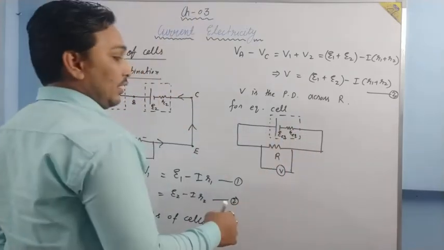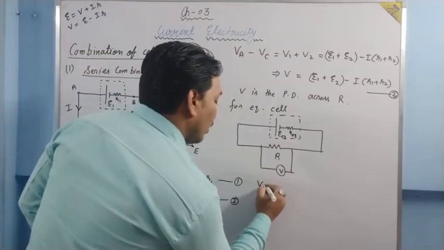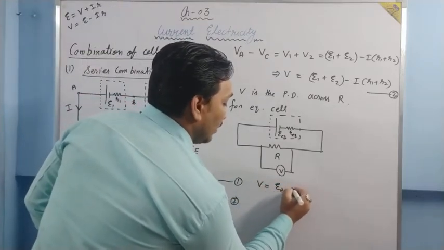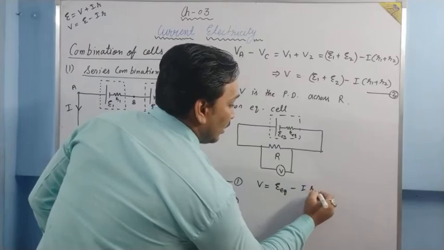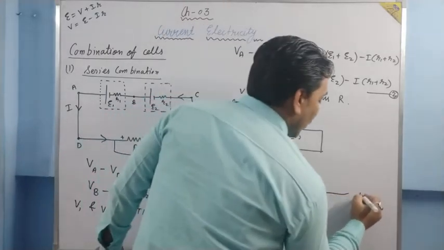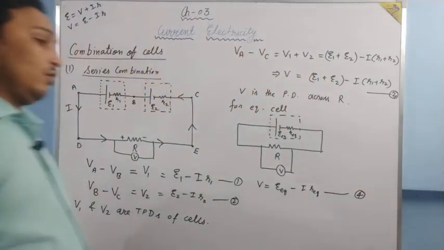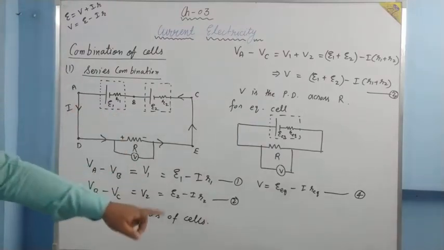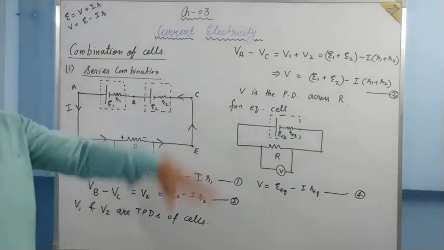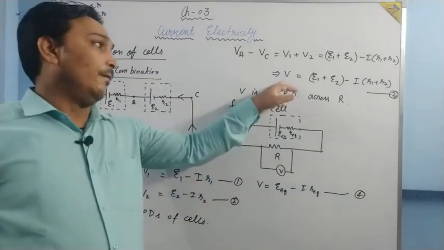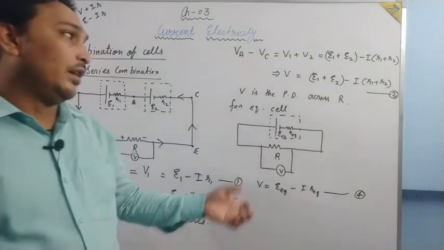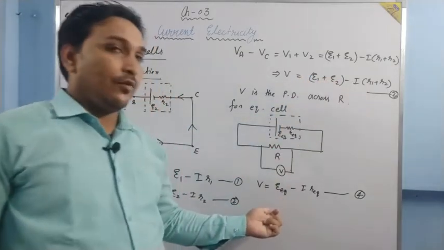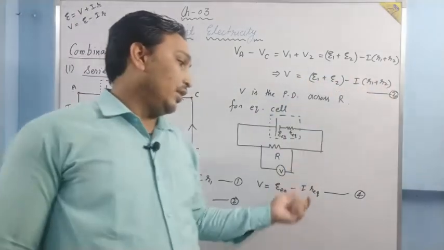So for the equivalent cell, the equation will be V is equal to E equivalent minus I into R equivalent. This is equation number 4. Now you have to just compare equation number 3 and equation number 4. If you compare, what will you find? V and V are equal. Here it is E1 plus E2, here it is E equivalent. Here it is R1 plus R2, here it is R equivalent.